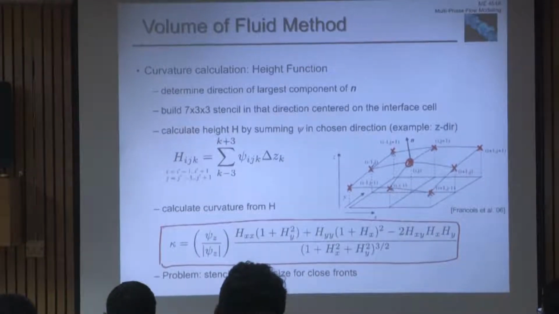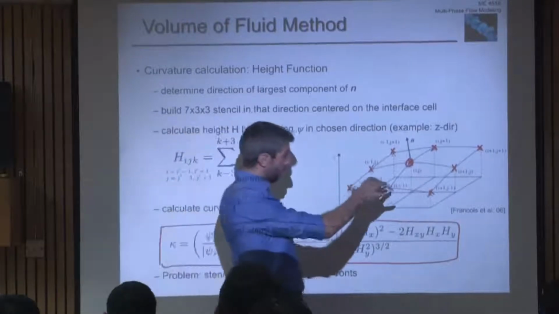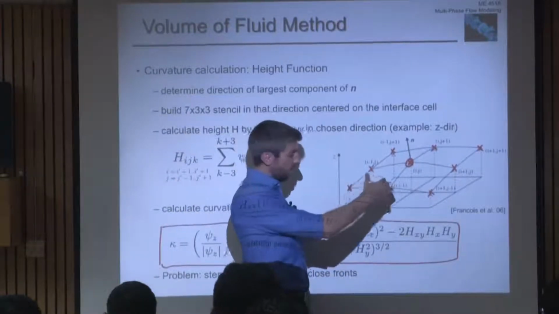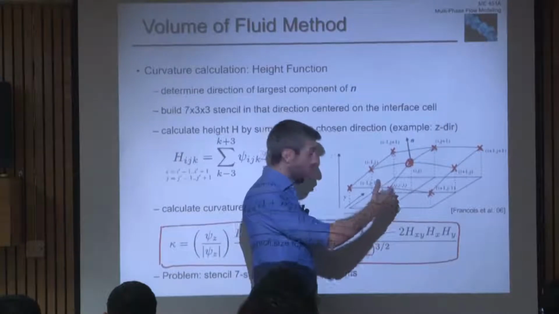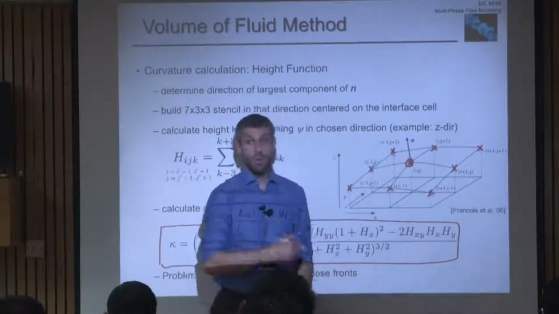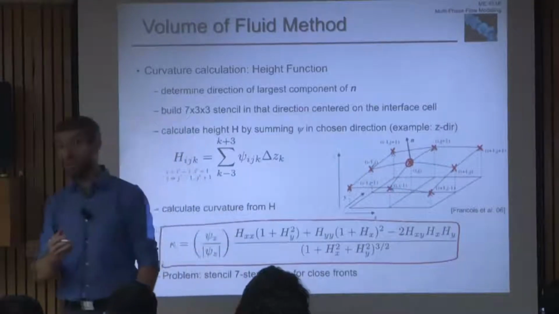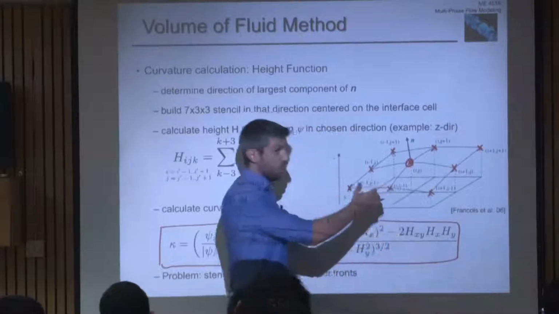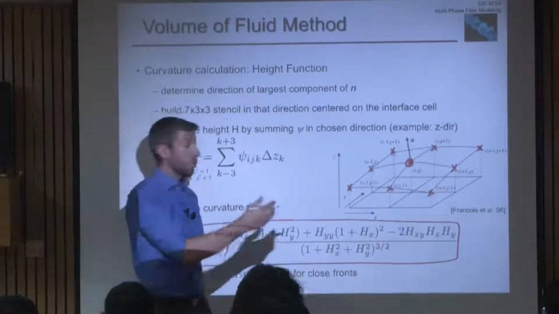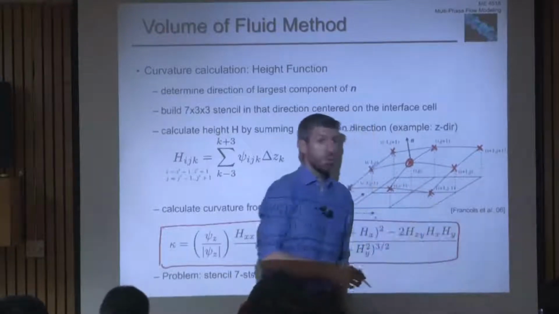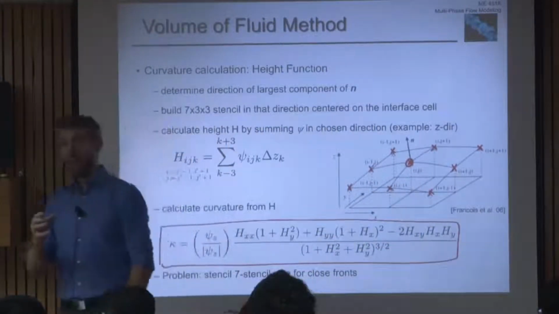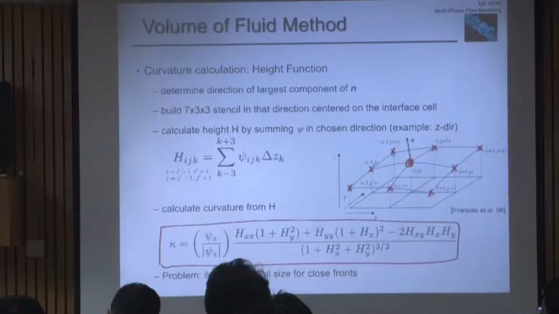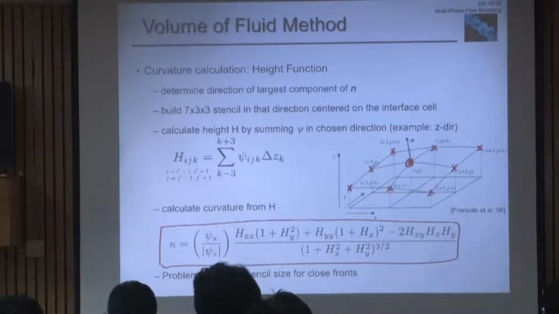Also, for this to make any sense, we need to have an interface in this case that's more or less oriented in that direction. If my interface was oriented like this, no amount of vertical integration would take me from full liquid to full gas. And so if your interface is instead oriented like this, you would want to go to a width information. You would integrate from left to right. So you would switch your stencil orientation to always systematically ensure that you can find full liquid on one side, full gas on the other.